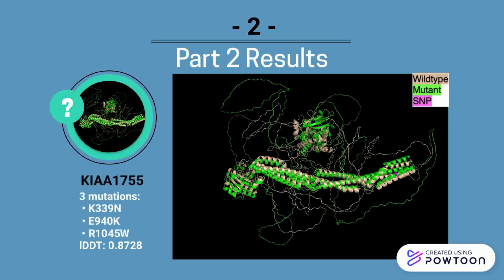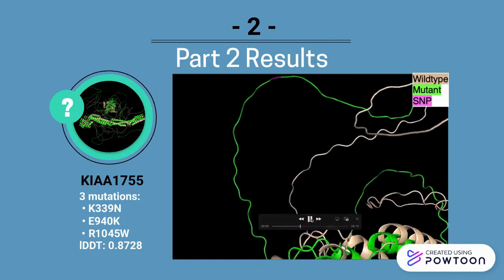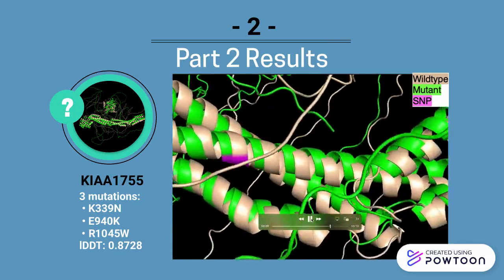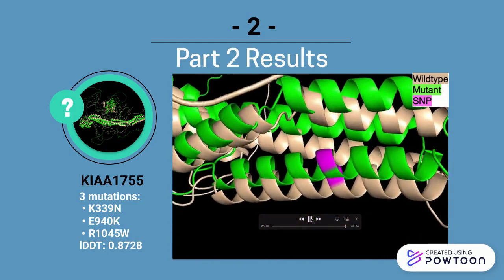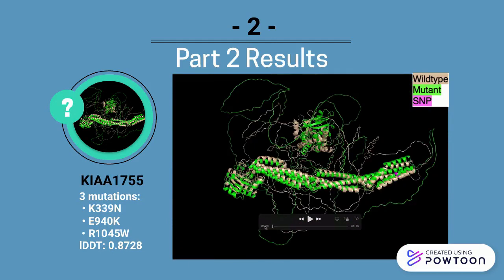KIAA1755 is an uncharacterized protein. We noticed 3 mutations. However, they did not alter the protein's secondary structure significantly and are not associated with any reported disease implications. The LDDT score is consistent with the visualization, where we see slight structure changes at the loop regions.